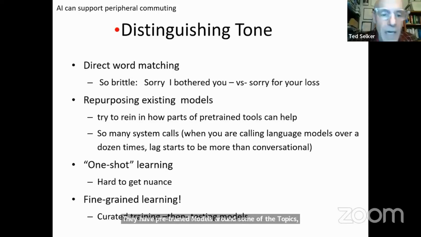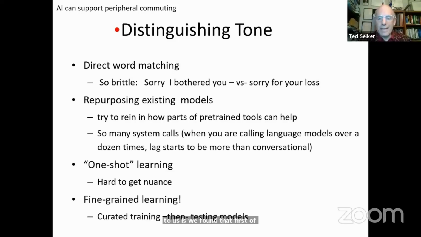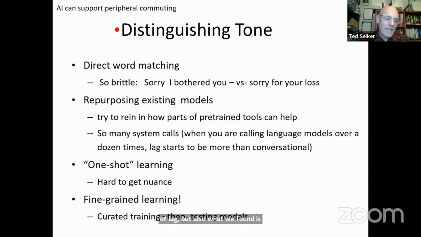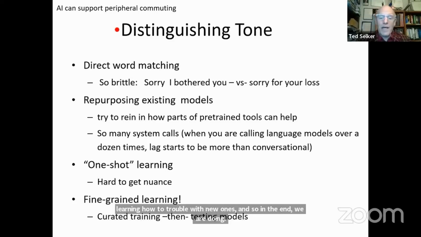What happened to us is we found that, first of all, if you use several of these large language models that other people had trained, you start having a lot of lag. But also, the way they imagined hate being used wasn't the way we did. So we started giving it a few examples with something called one-shot learning, but one-shot learning had trouble with nuance.